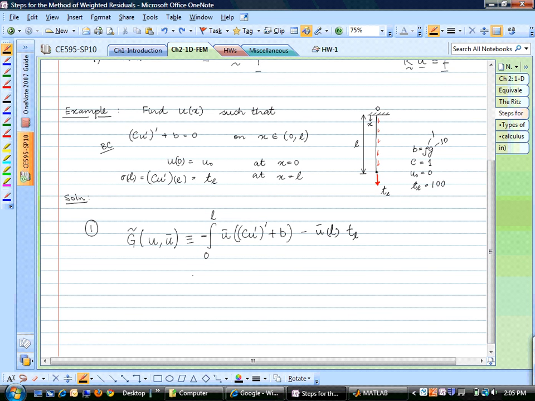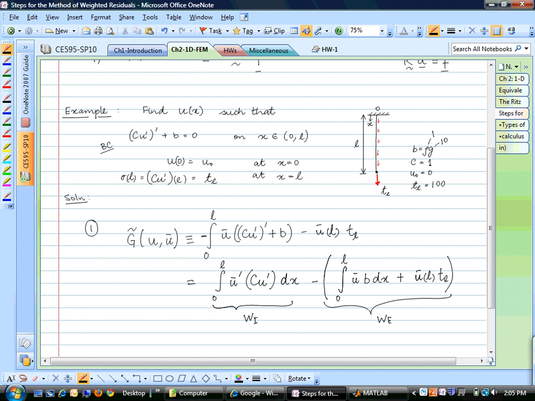Now we do our integration by parts, and what we end up with, if you remember, is the integral from 0 to L of ū prime, that is the first derivative of ū, times this term, the stress. This is the internal virtual work. Minus the integral from 0 to L of ū times b dx, and let me lump these two terms together, so I'll have plus ū at L times TL. This is the external virtual work. So this was the second step, integration by parts, that we just talked about.